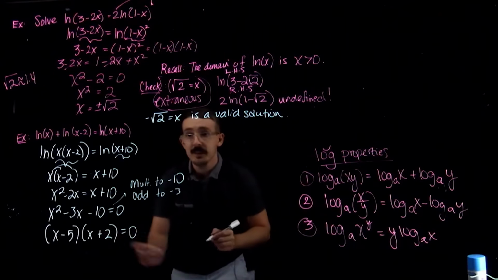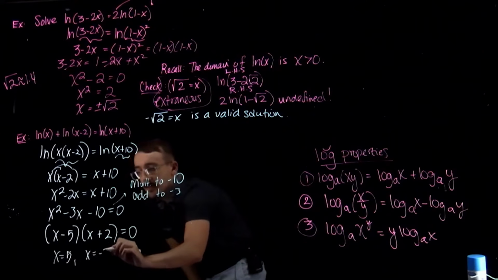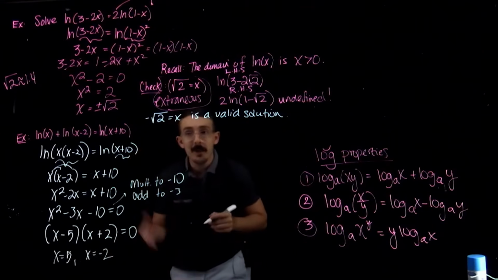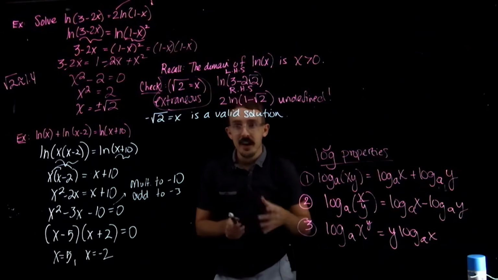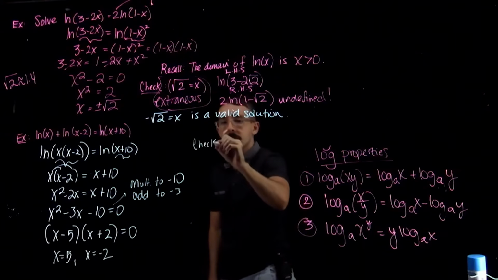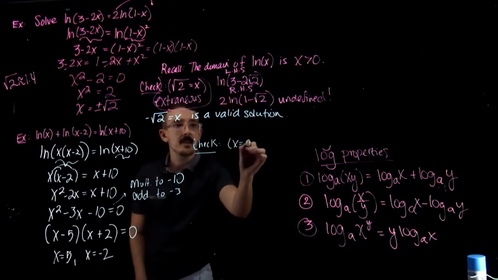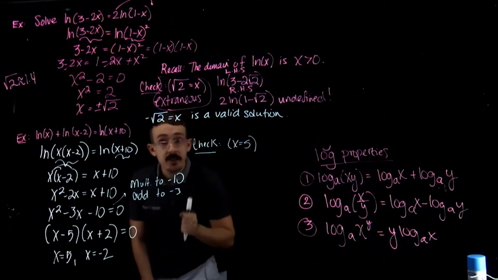These two, you can set them equal to 0, and you'll see that x is 5 and x is negative 2. Maybe. Remember, for these logs, you have to check and make sure nothing goes wrong. So I'm going to check. First, I'll check my 5 and see what happens. We're going to check x equals 5. Go back to the very original.